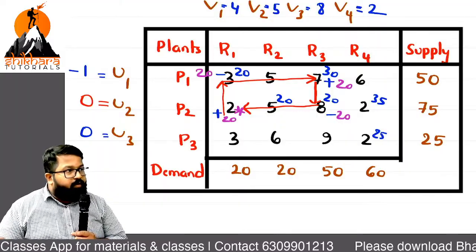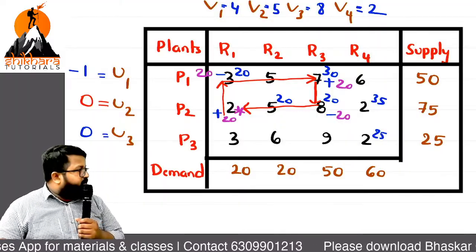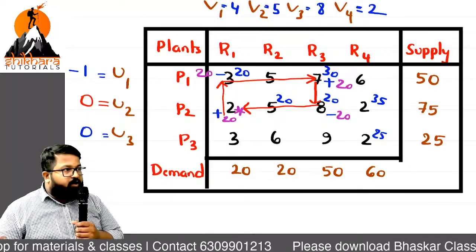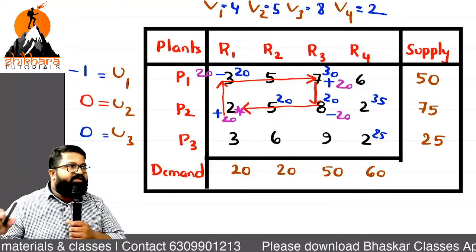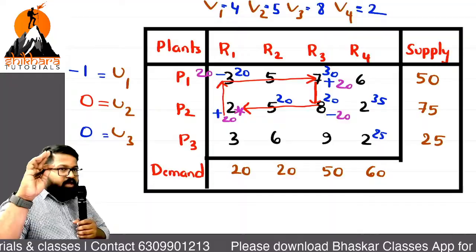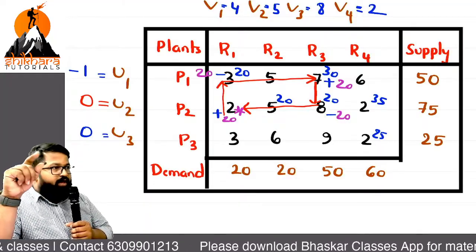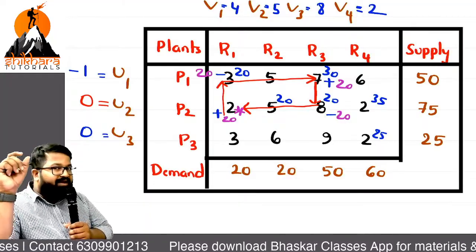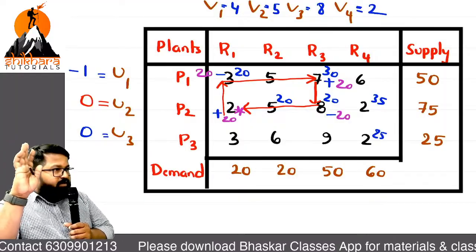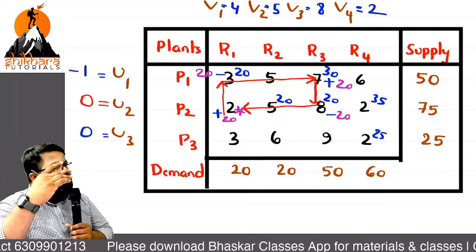Done? What have we done, is it clear now? Sir, basically we formed a loop. After that loop, based on the corners, we changed the signs: plus, minus, plus. After that, in the loop, at the corners, whatever numbers are available there, we identified the least number. That least number is adjusted based on the signs.